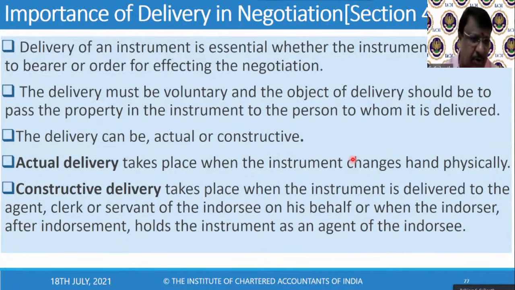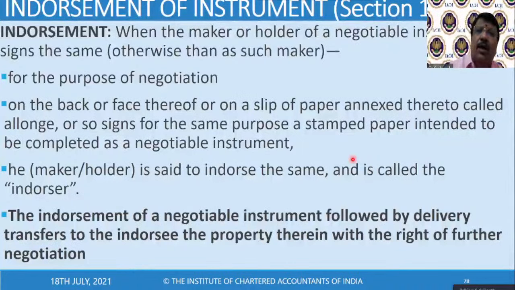We already saw this. I'm not going to go into constructive delivery. We saw where it's delivered to the agent or clerk or servant. Whatever, it's a constructive delivery, not to you directly, but to your agent. Right. When on the instrument, he signs the same, either on the face of the instrument or on the back, or on a slip of paper.